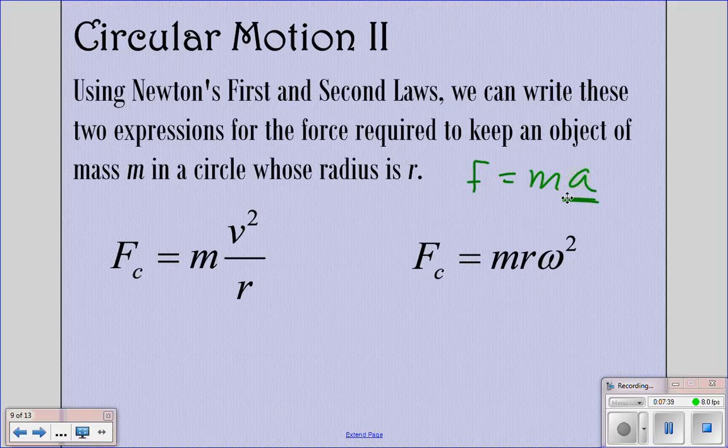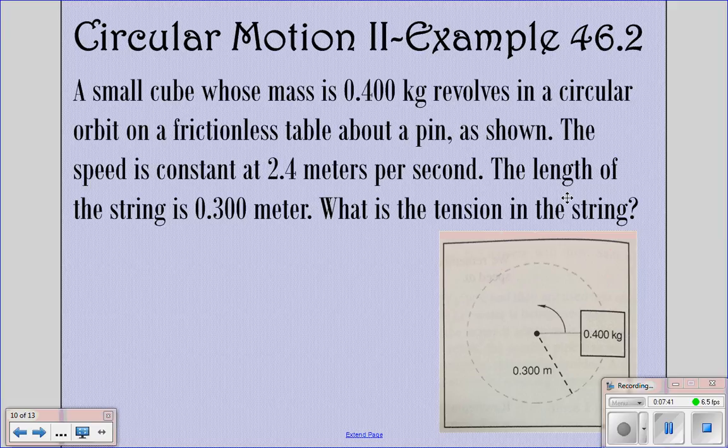Okay, so let's look at an example. We have a small cube whose mass is 0.4 kilograms, revolves in a circular orbit on a frictionless table about a pin as shown. The speed is constant at 2.4 meters per second, and the length of the string is 0.3 meters. What is the tension in the string? So we need to figure out what is the force. That's the same thing as the tension. The tension is the force on this one.